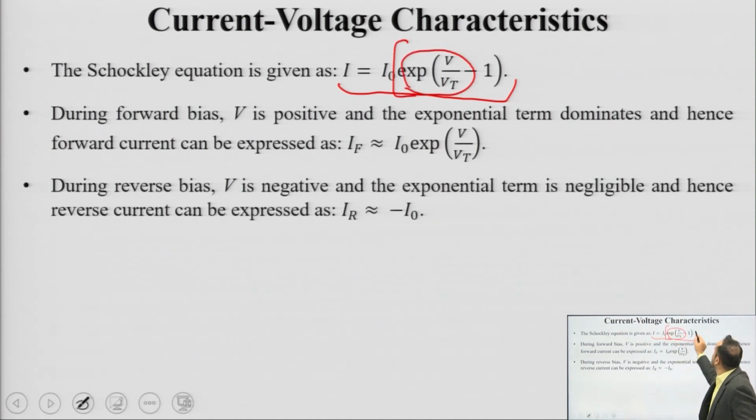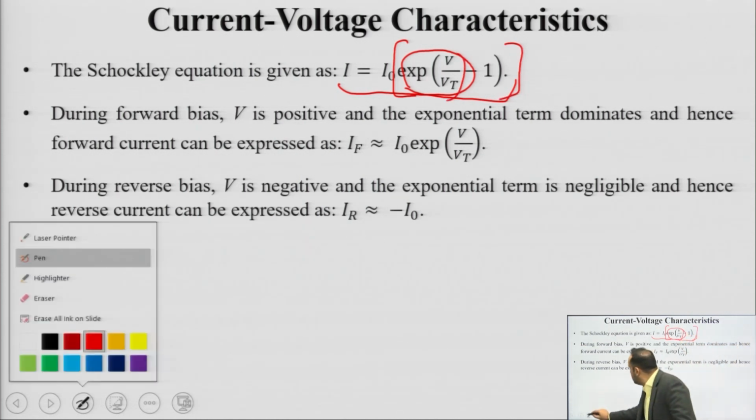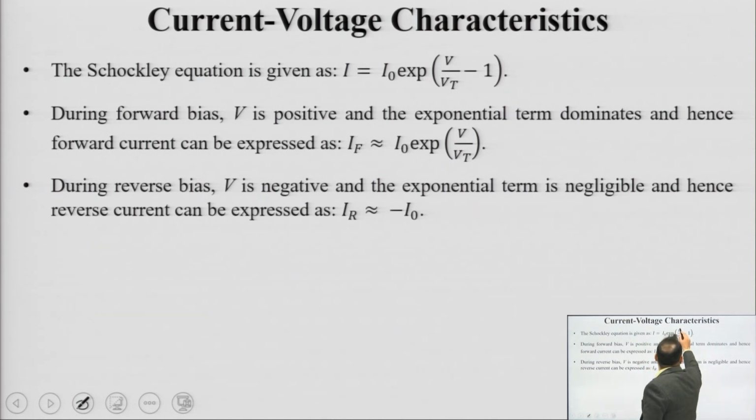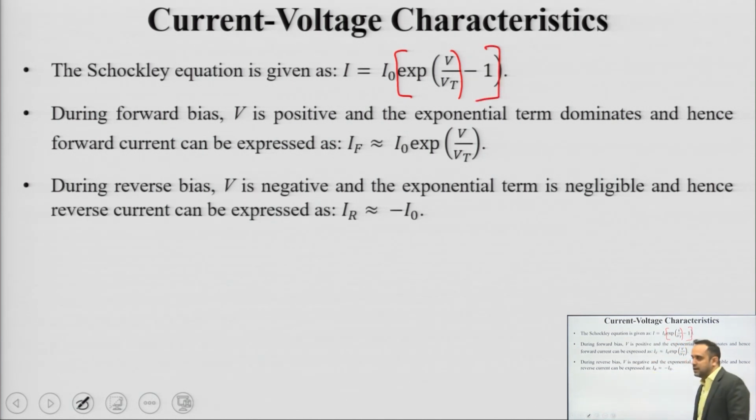Okay. So, this is going to be like exponential of V by V t minus 1. Okay. Whenever V is positive, the exponential term dominates. Whenever V is negative, the exponential term is very low as compared to 1.